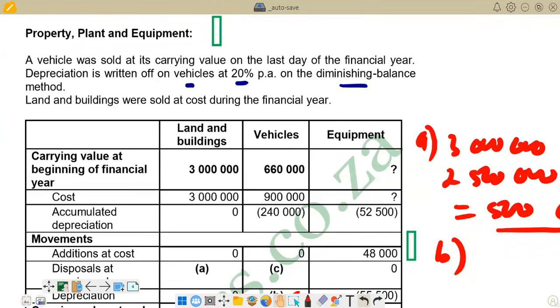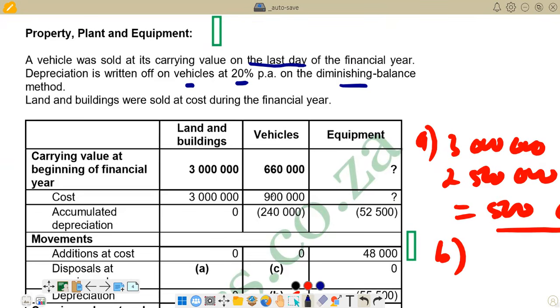So the key area that we have there is that the vehicle was sold at its carrying value on the last day. I think that's where we have the key part here. On the last day, it means this vehicle, which was disposed on the last day of the year, stayed 12 months in that financial period, or in other words, it stayed the whole year. So this depreciation rate of 20% per annum is going to apply also to that non-current asset. So we are not going to apportion in terms of the months that vehicle stayed, because it stayed 12 months, just like the other old vehicles that were there.